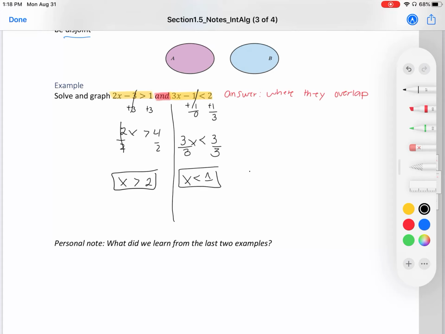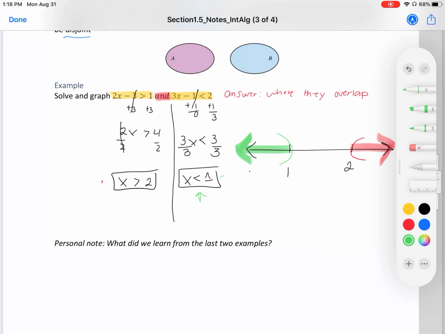Okay, let's graph these two statements. X is greater than 2. I'll use red for that one. X is greater than 2, so the numbers that are greater are to the right. And I'm going to use a parenthesis because there's no equal to. I'll do the next one in green. X is less than 1, so less than will be towards the left. And there is no equal to, so I'll use a parenthesis. That's my answer.